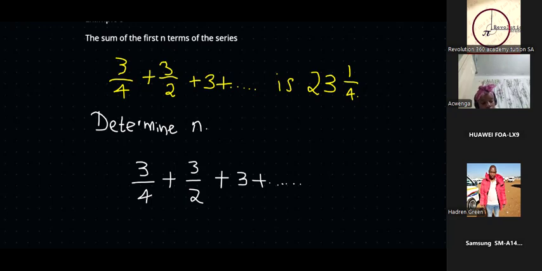93. 4 times 23 is 92, plus 1, it gives you 93.